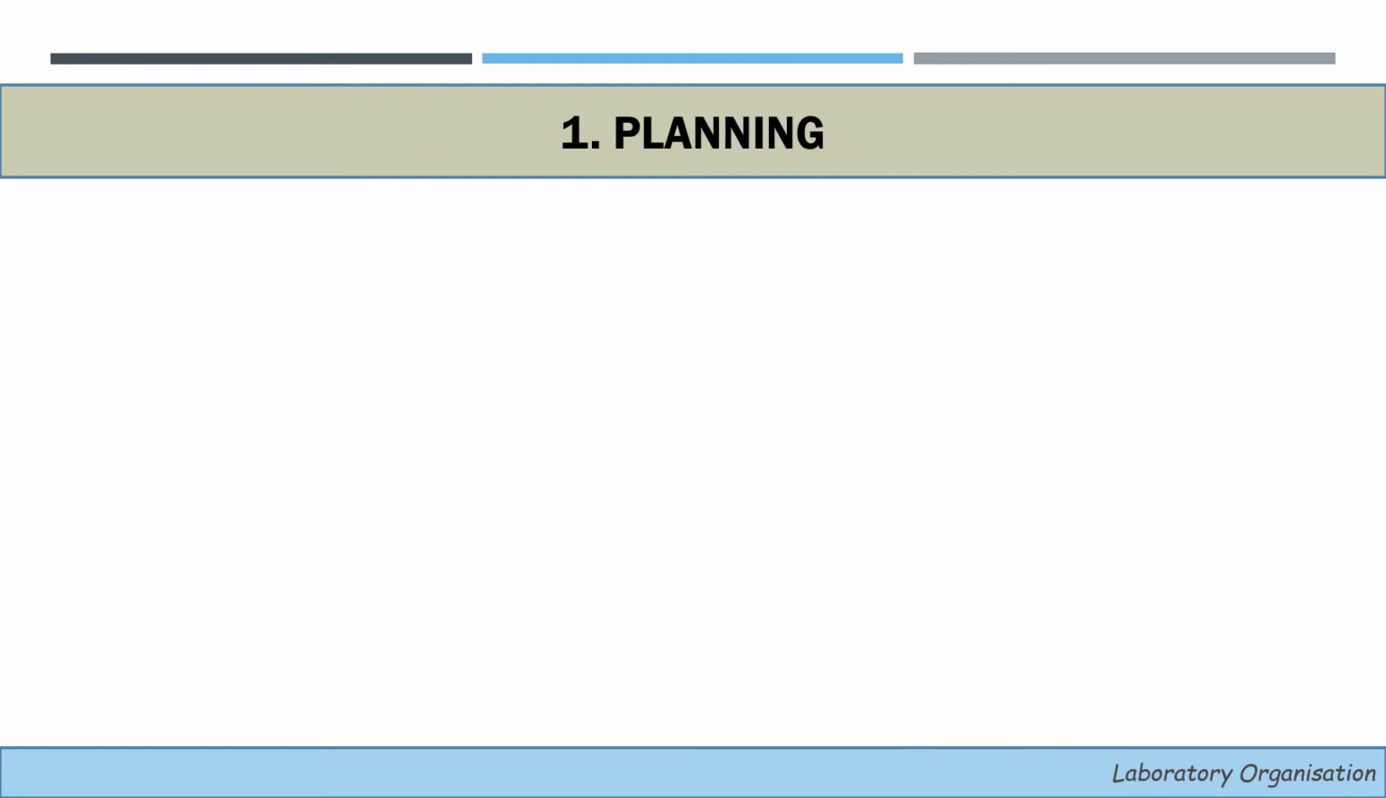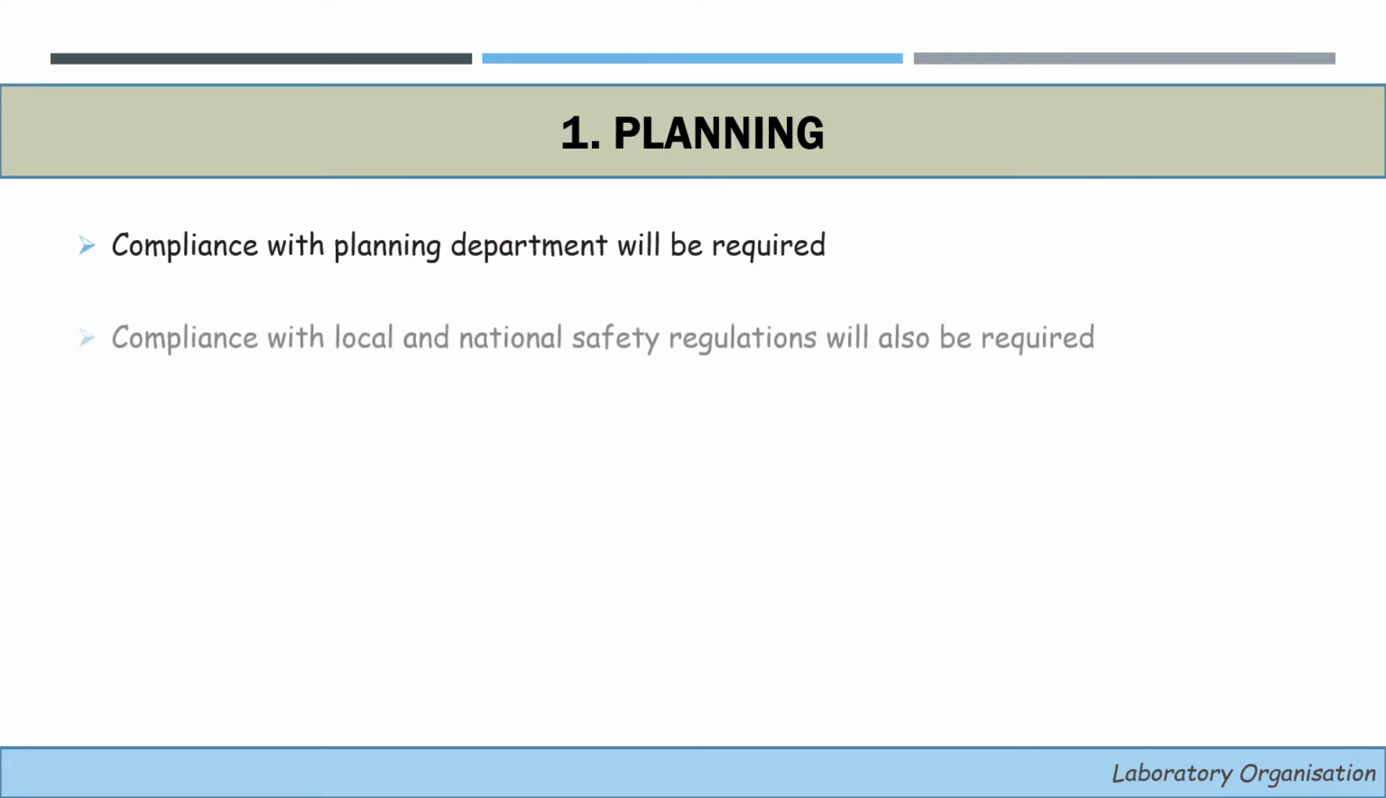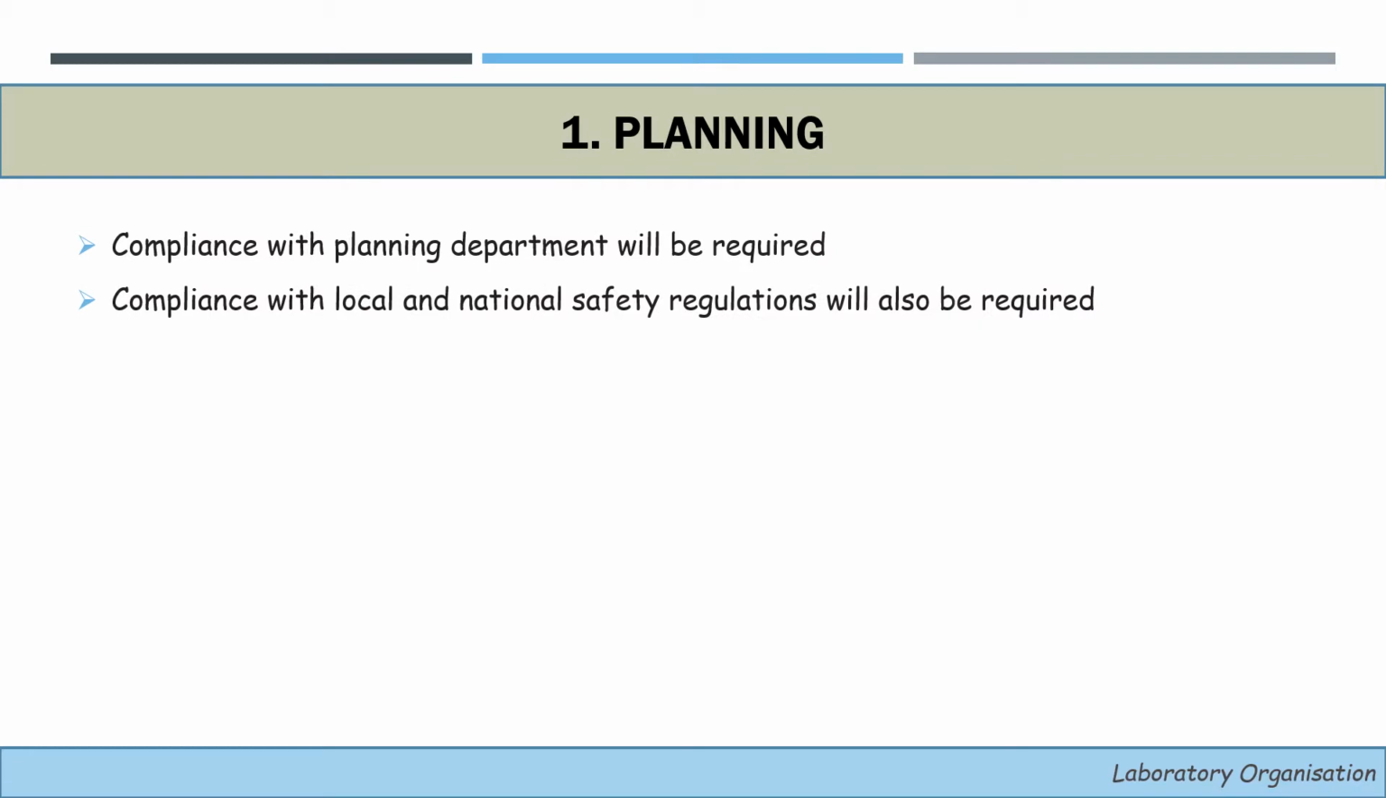Planning. If we are constructing a new building, then compliance with the planning department will be required. Also, compliance with local and national safety regulations will be required. While planning an animal tissue culture lab, the main emphasis is on maintaining asepsis, that is, maintaining a sterile environment which is free of any biological or particulate contaminants.